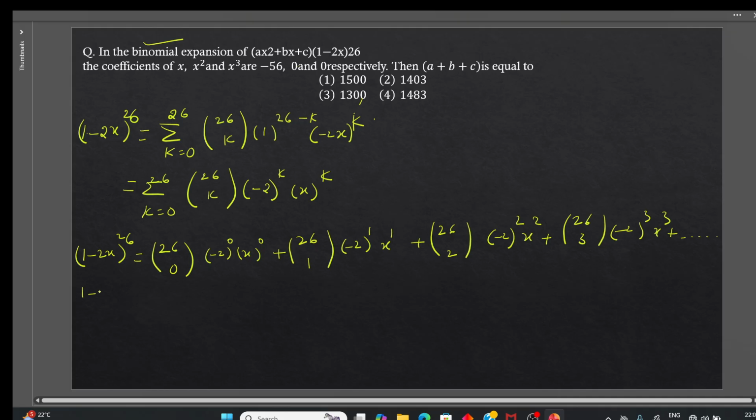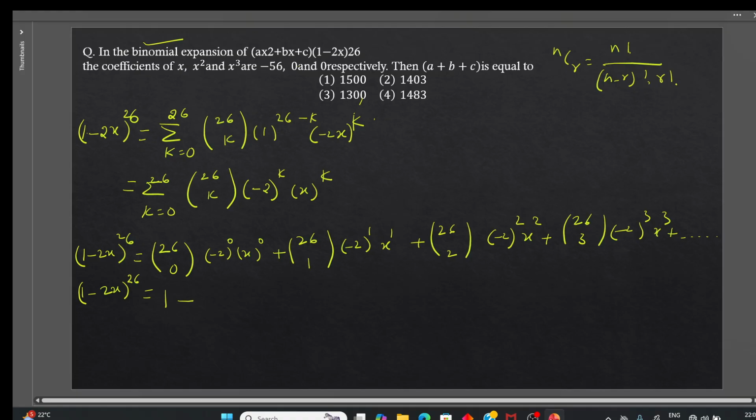Let us consider some few terms. Using the concept of combination, nCr equals n factorial by n minus r factorial into r factorial. So here n value is 26, r value is 0, so 26 choose 0 becomes 1. Okay. So next term: minus 2 to the power of 1, an odd number.